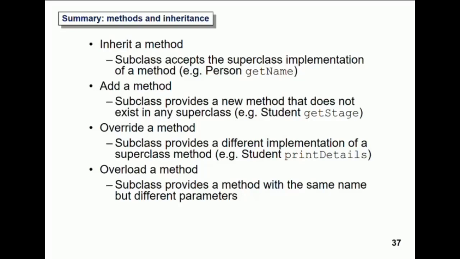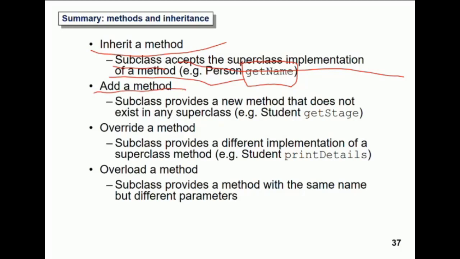So, methods and inheritance. Something you can obviously do is inherit a method, and what happens then is that a subclass accepts the superclass implementation of the method. For example, the getName method within Person is inherited all the way down through all the subclasses, from UniversityPerson to Student. Everybody inherits that method. Another thing you can do, when you inherit it, is add your own methods to your subclasses, so you're not prevented from doing that.